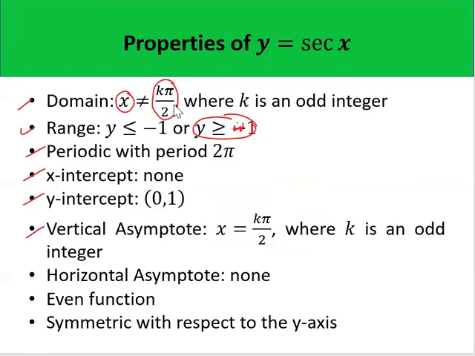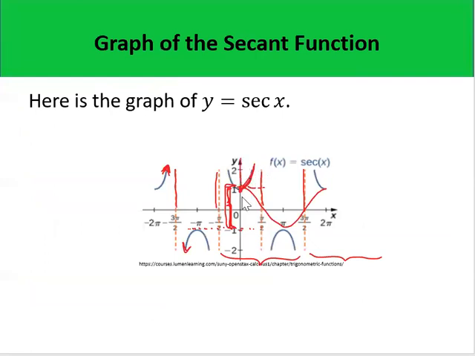And then it has vertical asymptotes at k pi over 2. It doesn't have a horizontal asymptote. And just like the cosine function, it's an even function, which means that secant of -x is equal to secant of x. And it is symmetric with respect to the y-axis. So which means if we fold the graph along the y-axis, the graph will just overlap.